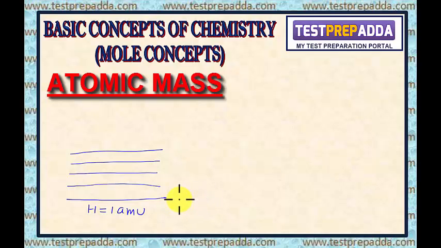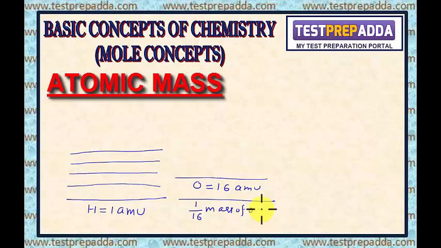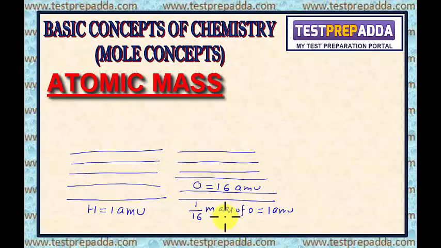We took oxygen as the reference. At that time they assumed the mass of one oxygen atom as 16, unit AMU, and then they found the 1/16th mass of oxygen, that is 1 AMU. And then they measured atomic masses of other elements relative to this reference. So if the atomic mass of an atom comes as X, then we say that atom is X times heavier than 1/16th mass of oxygen.